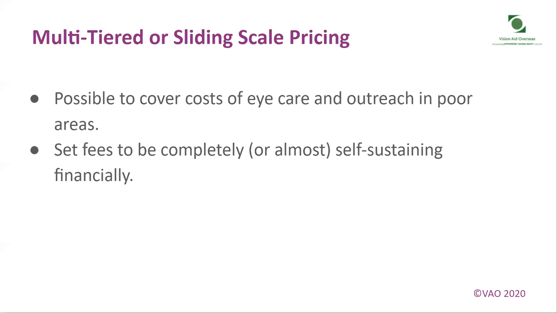By targeting patients' capacity to pay for eye care, it is possible to cover not only the costs of eye care, but also to subsidise community outreach in poor areas. Determine what percentage of patients can pay above cost, around cost, below cost, and not at all, in order to set the fees you will charge each group, so that the programme is completely, or almost completely, self-sustaining financially.